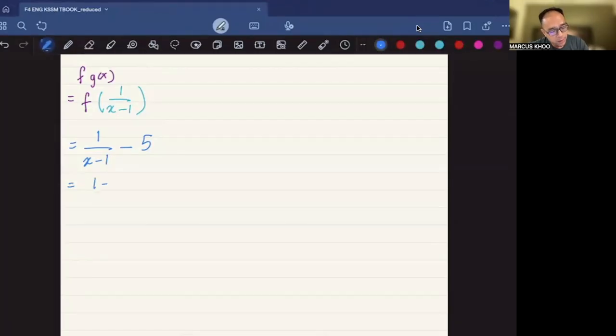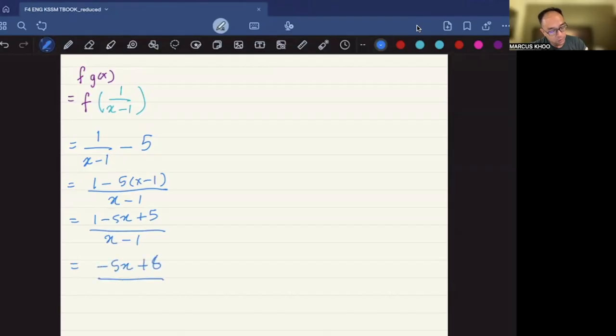1 minus 5 times x minus 1 over x minus 1, to give you 1 minus 5x plus 5, over x minus 1. So this will give you negative 5x plus 6 over x minus 1. x cannot be equal to 1.